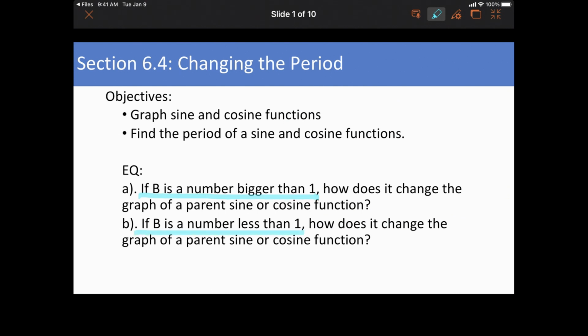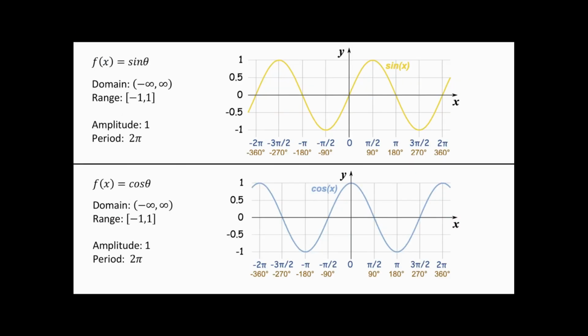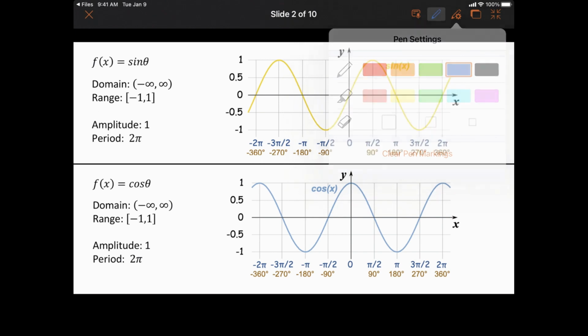This is really a key idea of what we are going to do today. All right, so let's review our two functions. On the top, we have a sine graph and a sine equation. So this is our equation here.